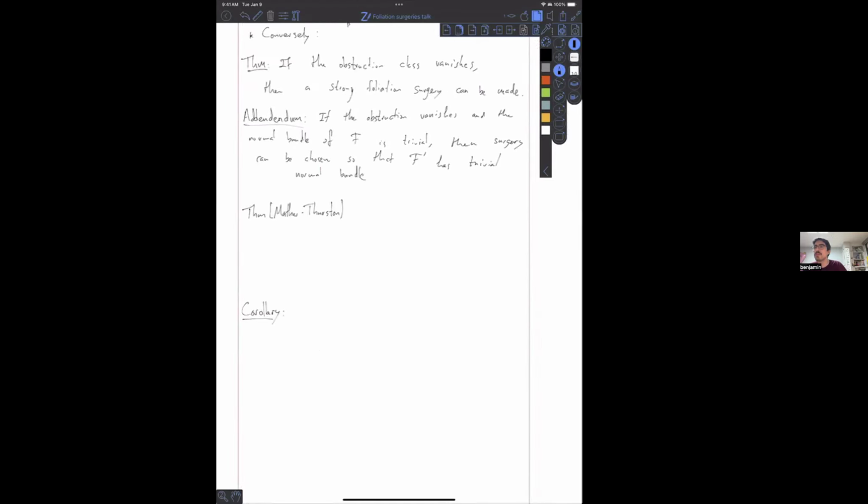So the theorem for this is the Mather-Thurston theorem for k less than or equal to q plus 1. The only thing is, a foliation on the sphere S^k is trivial if and only if its normal bundle is trivial. Okay.